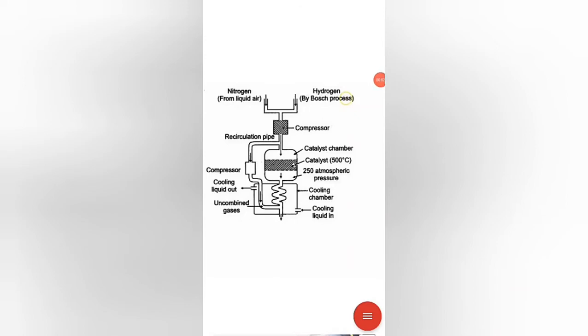So today we are going to do the manufacture of ammonia by Haber's process. The reactants for this are nitrogen and hydrogen in the ratio 1:3. So nitrogen is taken in 1 ratio and hydrogen as 3. 3 volumes of hydrogen are taken with 1 volume of nitrogen.